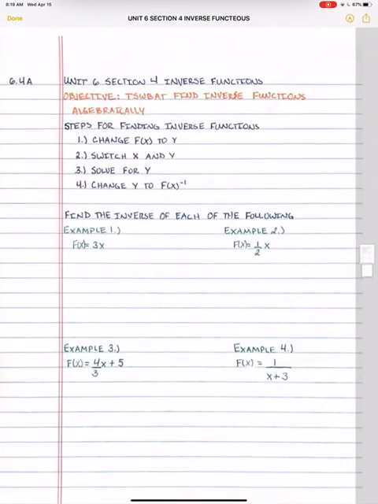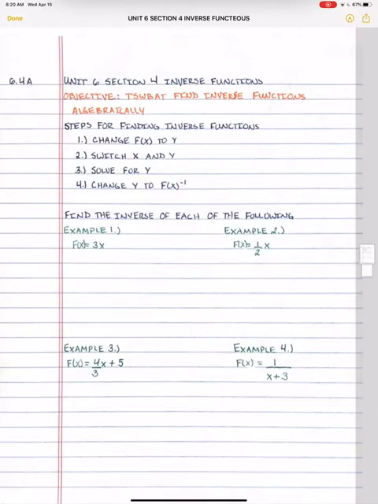Alright, today we will be looking at Unit 6, Section 4, finding inverse functions. So the objective: the student will be able to find inverse functions algebraically. We do have some steps for finding inverse functions.